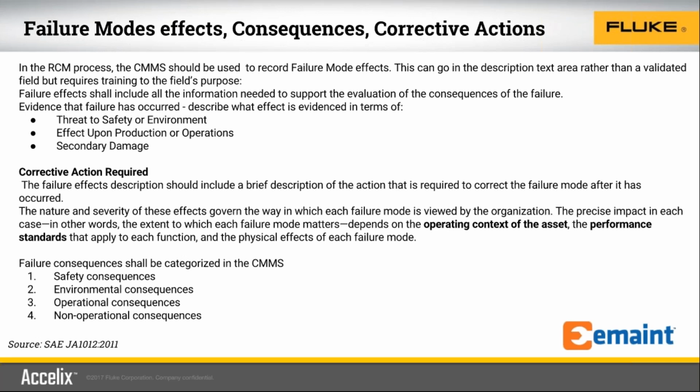Now on the work order, this might be text, right? You might say, well, here's what sort of happened, but the failure mode should be a validated field, and then we come up with some corrective action based on what the operating context of the asset is, and we're talking about the component level here. So we're going to look at the performance standards, but focus on the consequences as to what our corrective action should be. There are different types of consequences, and they have an order of priority: safety consequences, environmental, operating consequences, and non-operational consequences.